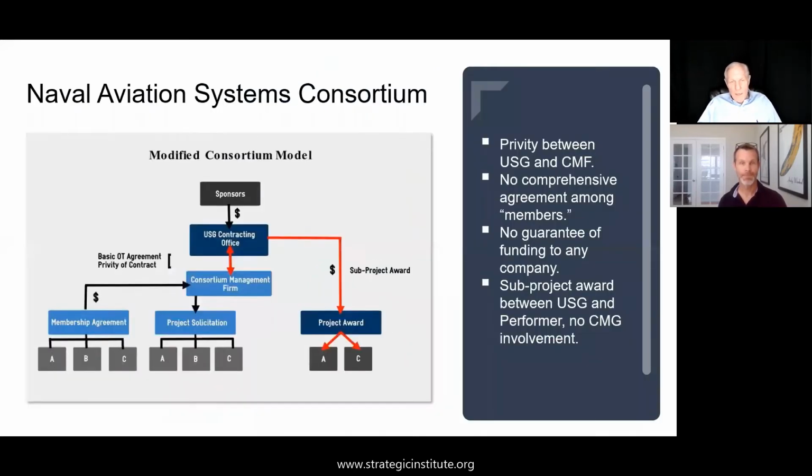We can have the next slide, which has the consortium management firm soliciting sub-projects among the membership, but then the actual award of the sub-project is made by the government contracting office. And in this model, at least, the government has a direct privity of contract relationship with those that receive awards. By the way, in both these models, while the members pay a fee to the consortium management firm, there's no guarantee that any of these companies will actually receive an award and receive any government money.